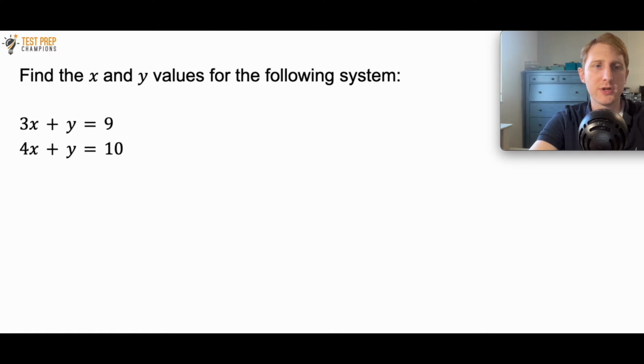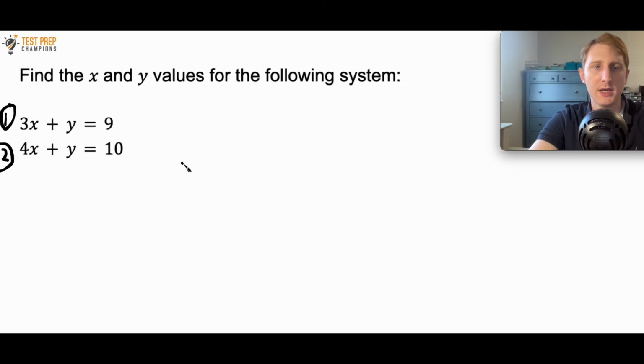The question on the screen says find the x and y values for the following system. And we have 3x plus y equals 9 and 4x plus y equals 10. So now would be a good time if you'd like to pause the video, try to figure this out, and if you get stuck or aren't sure how to do it, absolutely no worries because we're just going to go over it. So when I teach questions like this, I like to start by calling the first equation equation 1 and the second equation equation 2, and I think that just helps us to talk about it as we go throughout the question.